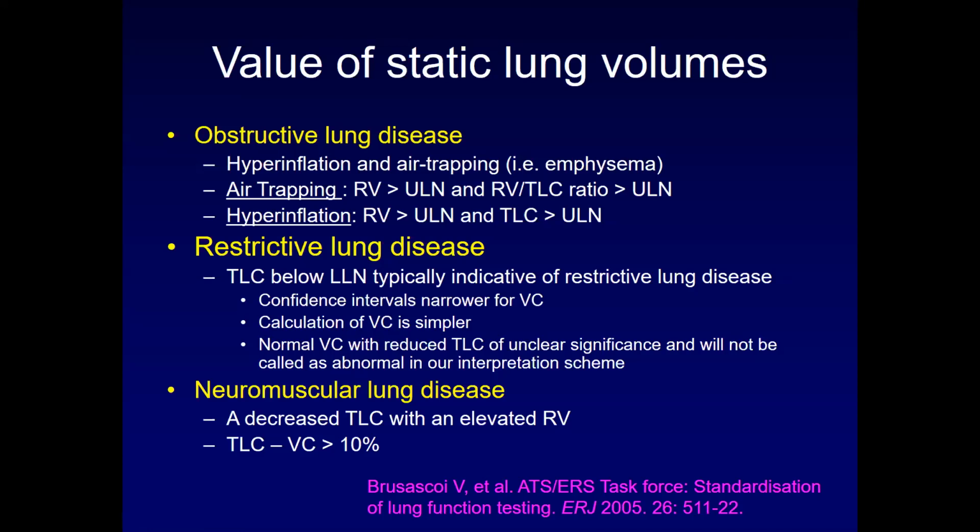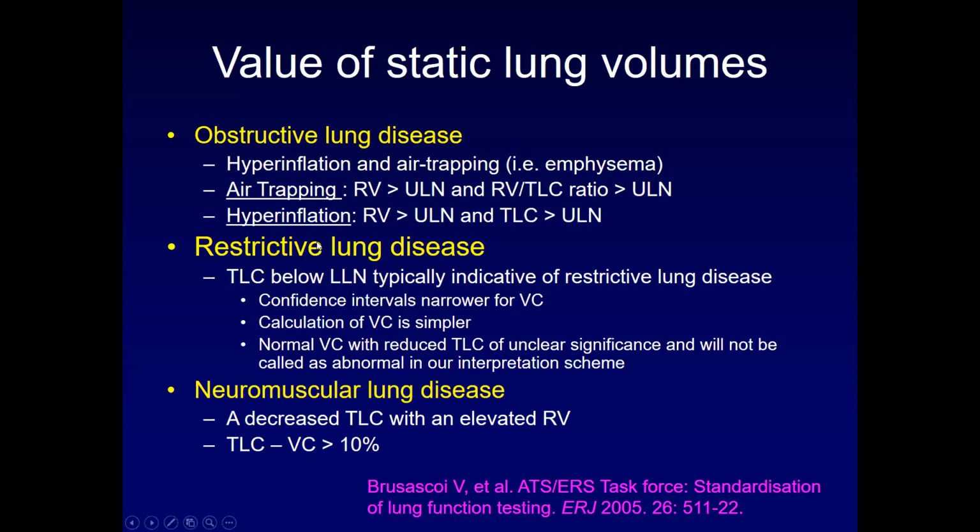Vital capacities are directly measured by the respiratory technician. It's a simpler calculation. Therefore, in our lab, we will not define a patient who has a low total lung capacity but a normal residual volume as having restrictive lung disease. Neuromuscular disease is defined as an individual who has a decreased total lung capacity with an elevated residual volume.